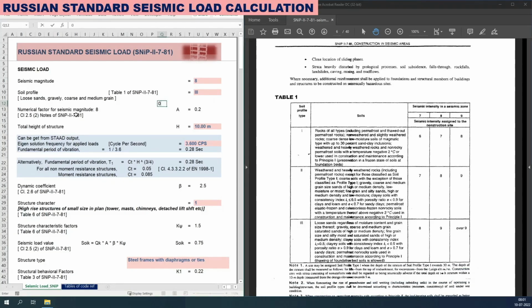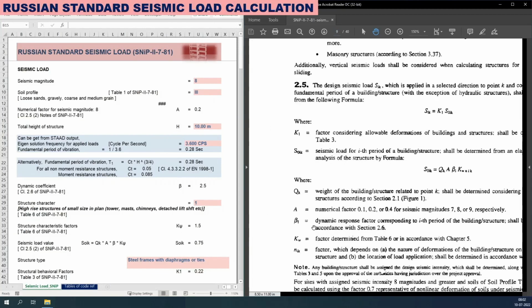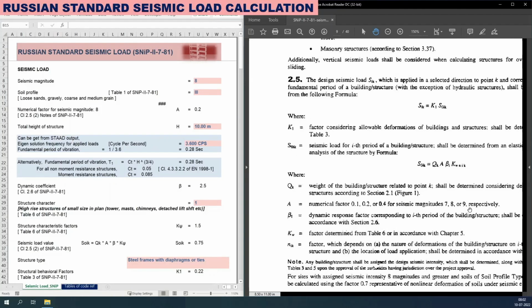Then the next input is the numerical factor for seismic magnitude 8, which we had chosen as an input. For that we need to refer to clause 2.5, note 2 of SNIP 2781. Page number 9 is to be referred to in the right-hand side PDF. Here you can see A equal to numerical factor 0.1, 0.2 or 0.4 for seismic magnitude 7, 8 or 9 respectively. In our case, our seismic magnitude is 8, so the value is 0.2, which is picked from the input we had given. And the total height of the structure we are assuming as 10 meters.